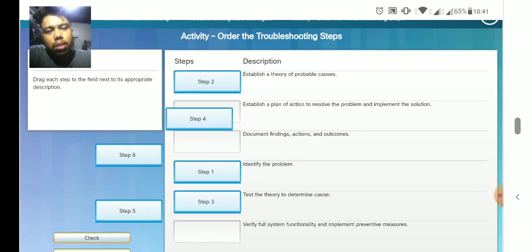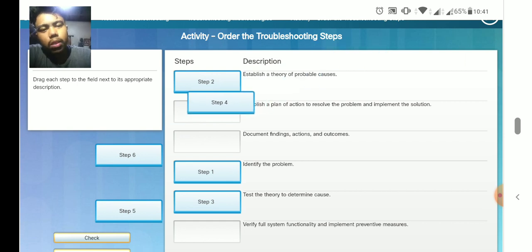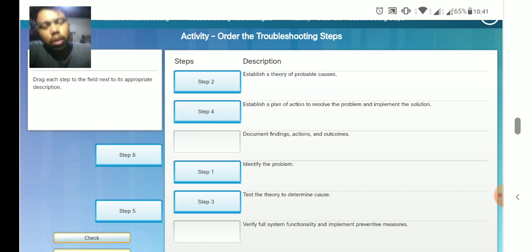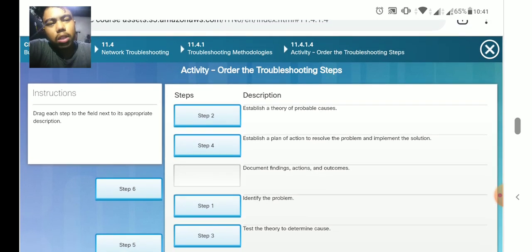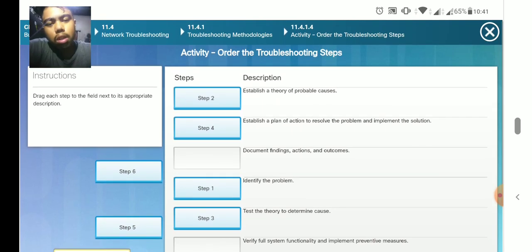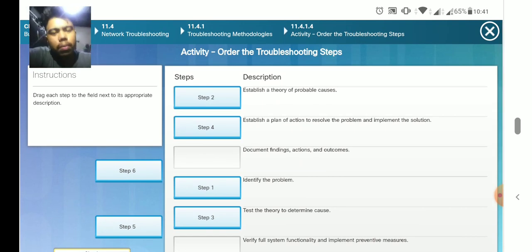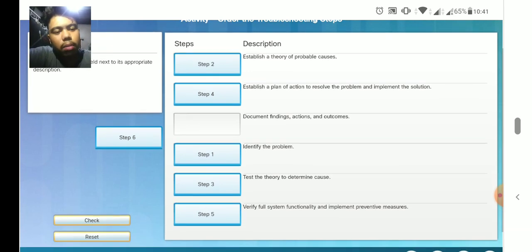So upon knowing the problem, establishing a theory and testing the theory, the next part is to act, solve the problem, and implement the solution. You need to implement the solution you generate in order to know if it is helpful or not. Fifth one, verify full system functionality and implement preventive measures.